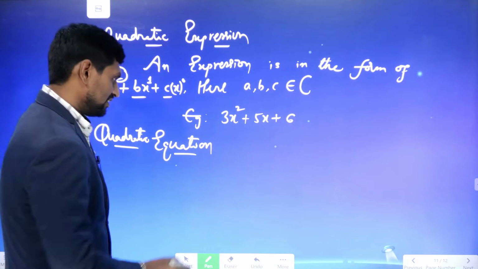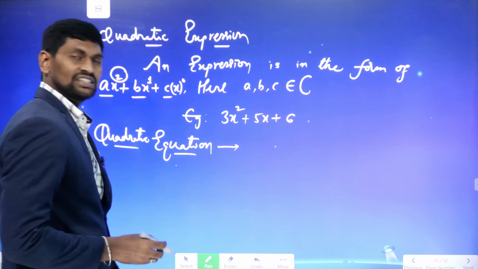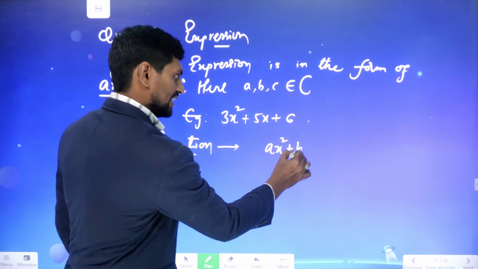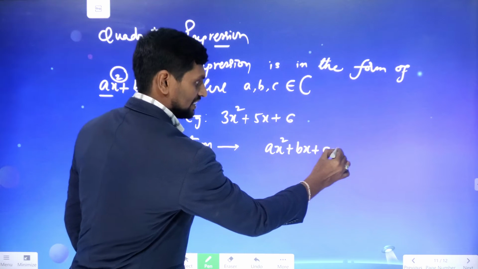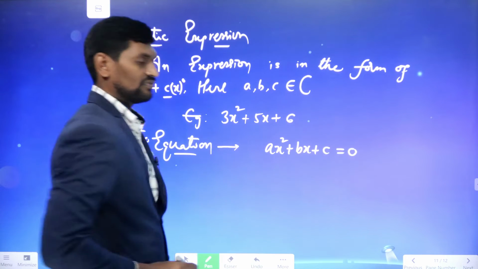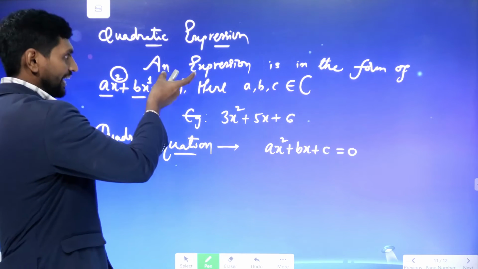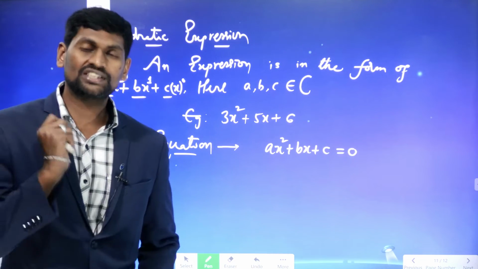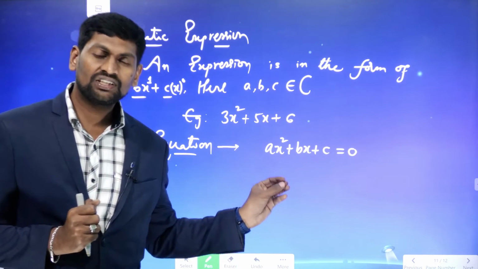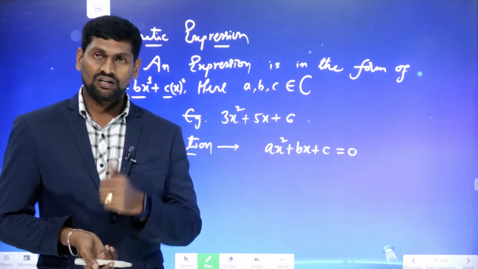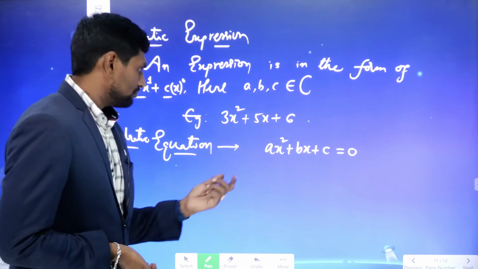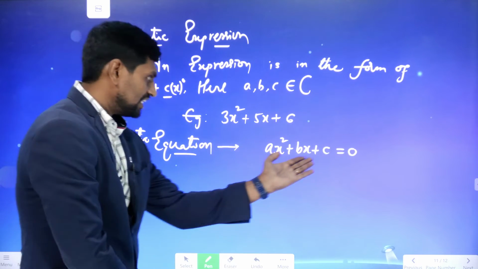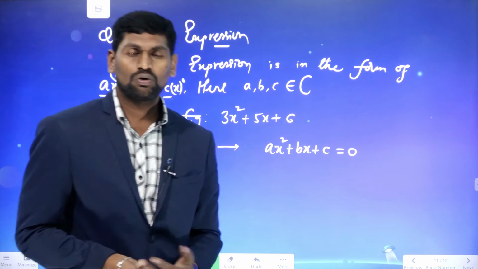Quadratic equation means an equation in the form of ax square plus bx plus c equal to 0. An expression with an equality sign becomes an equation. Now, the quadratic equation we want is a quadratic expression with an equal to sign: a quadratic equation.